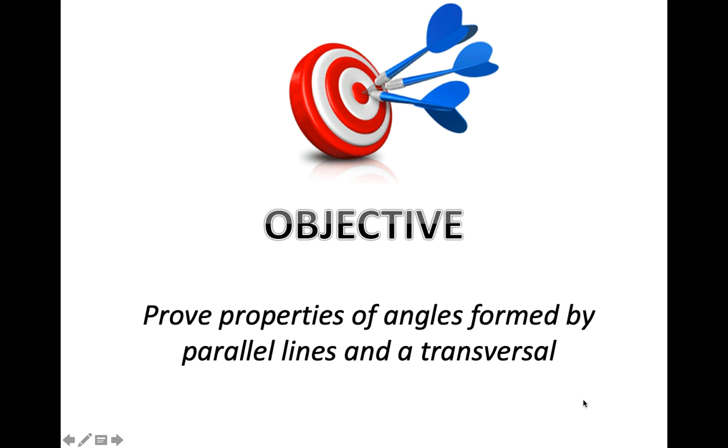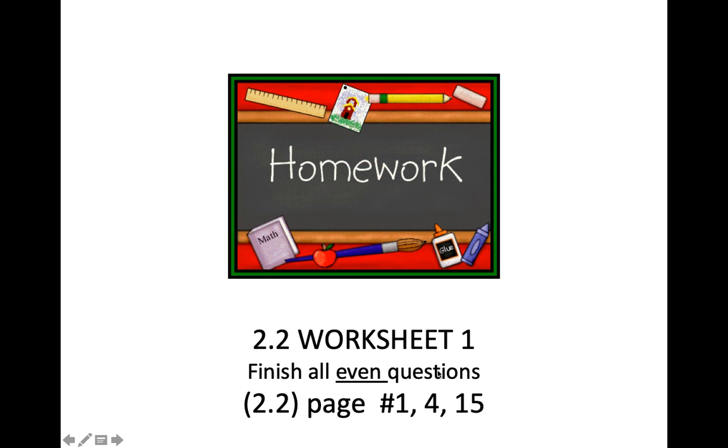So there you have it. These are properties of angles formed by parallel lines and a transversal. And your homework for this one was to finish all the even questions. There were a couple of questions as well from your text. Question 1, question 4, and question 15. Good luck, everybody, with your work, and make sure you bring any questions that you have to class.